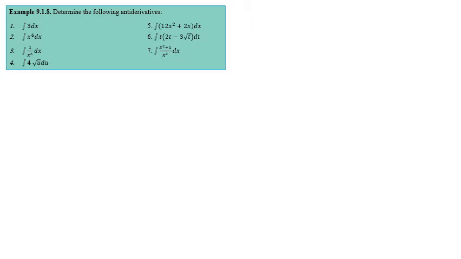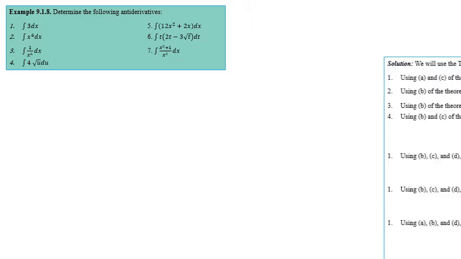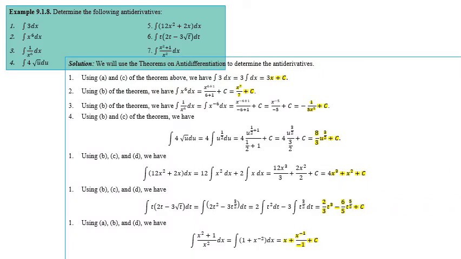Using the theorems on antidifferentiation, let's give an example. Determine the following antiderivatives, or determine the following integrals rather. First, we have the given integral of 3 dx. Using theorem A and C of the theorems on antidifferentiation, we have the integral of 3 dx.